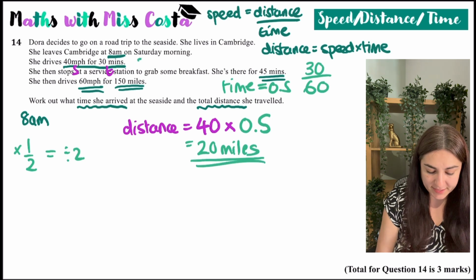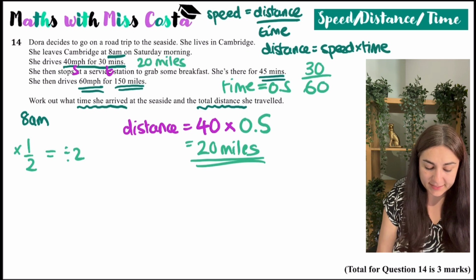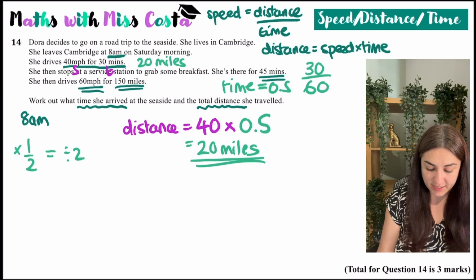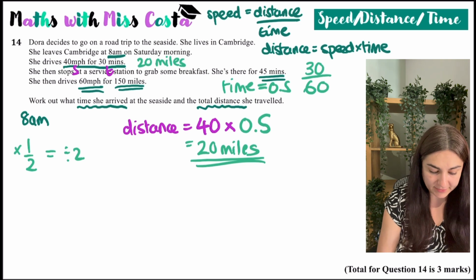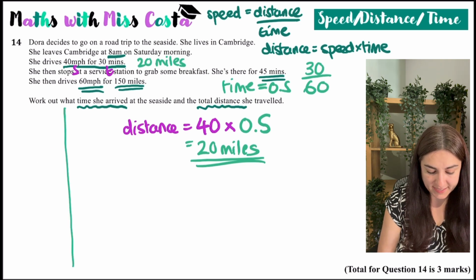So she drives 20 miles. She then stops at a service station to grab some breakfast. So there's two things I need to be working out. One is like the time, so I can set up a little column here. This is going to get a little bit messy. So time. And then I also need to work out the total distance.